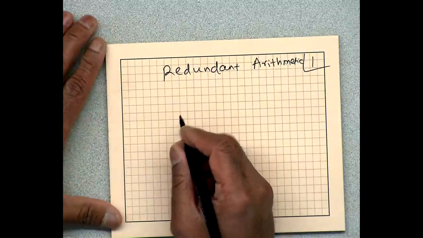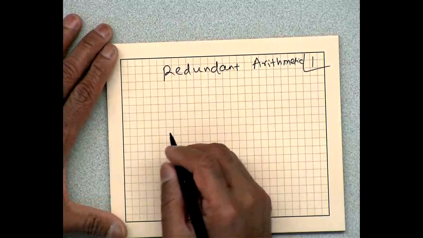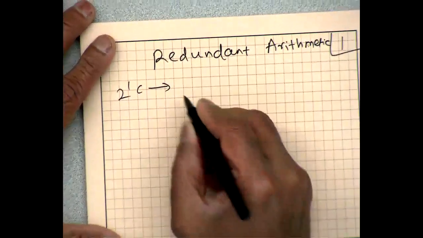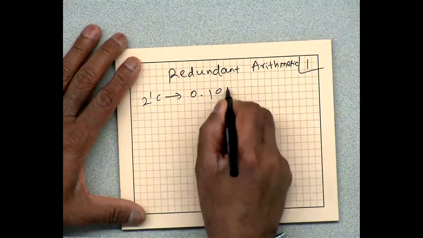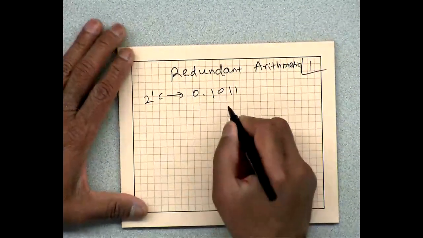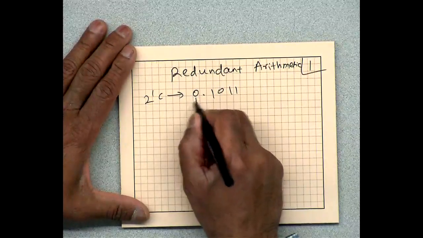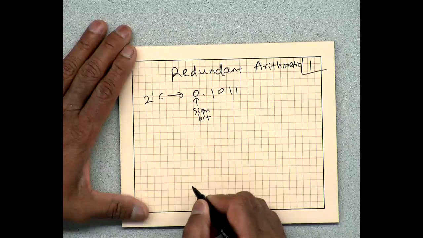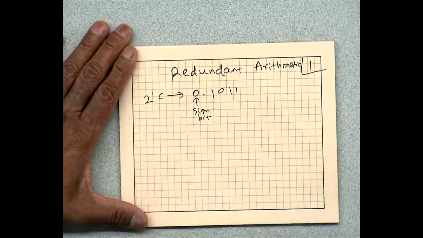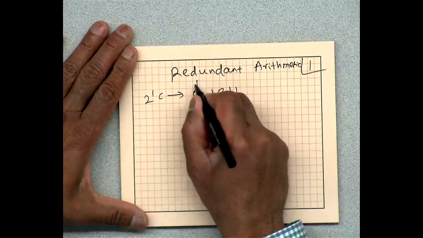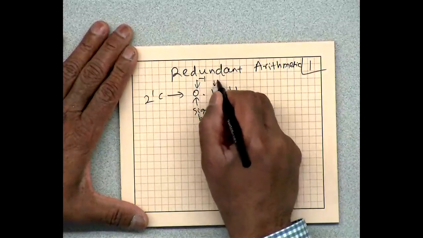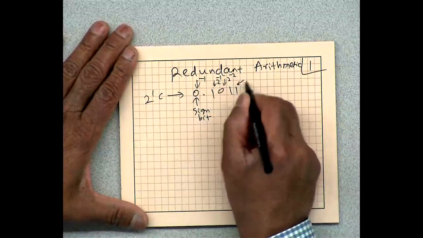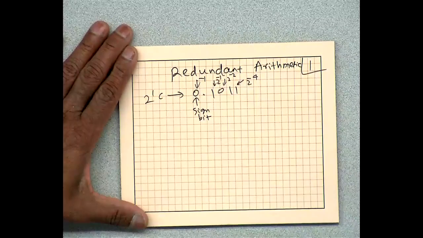In a typical 2's complement number system, we have seen the bits to be, let's say, 0.1011. And what that says is that this is the sign bit, which, if this is 1, that's a negative number, and the weight of this bit is -1, the weight of this bit 2 to the power -1, 2 to the power -2, 2 to the power -3, and 2 to the power -4.